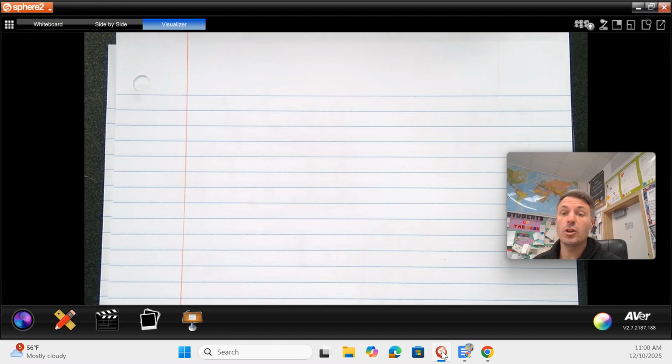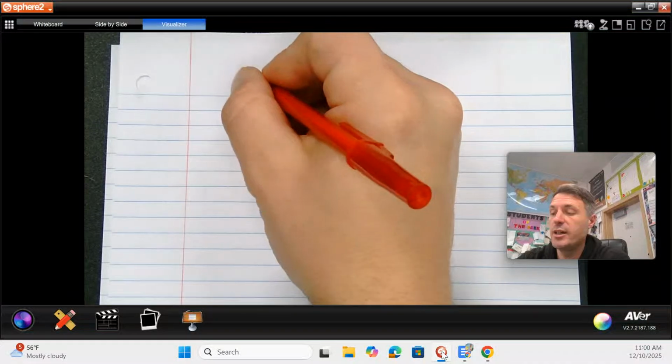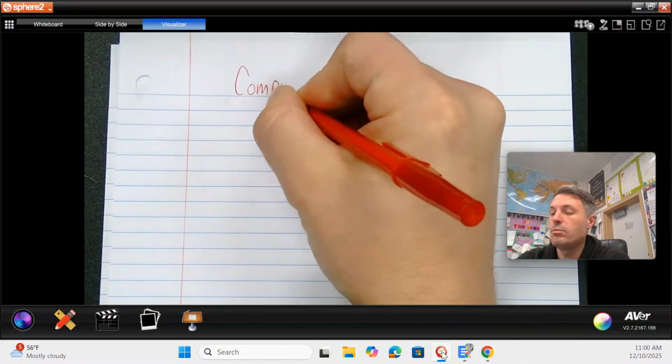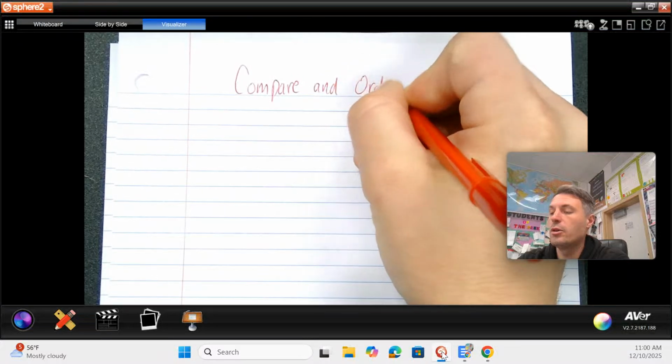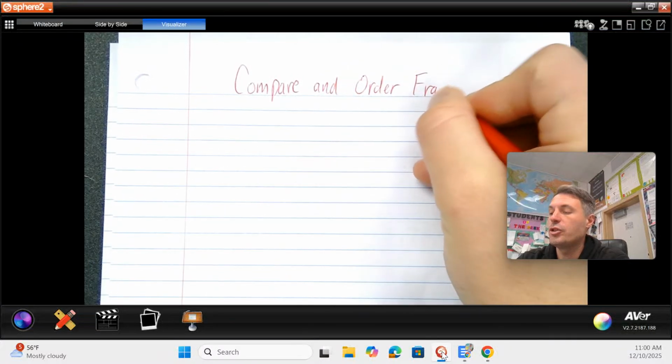Today's math lesson is called Compare and Order Fractions. So please open up your math notebook, turn to the next available page, and write that title at the top. Compare and Order Fractions.